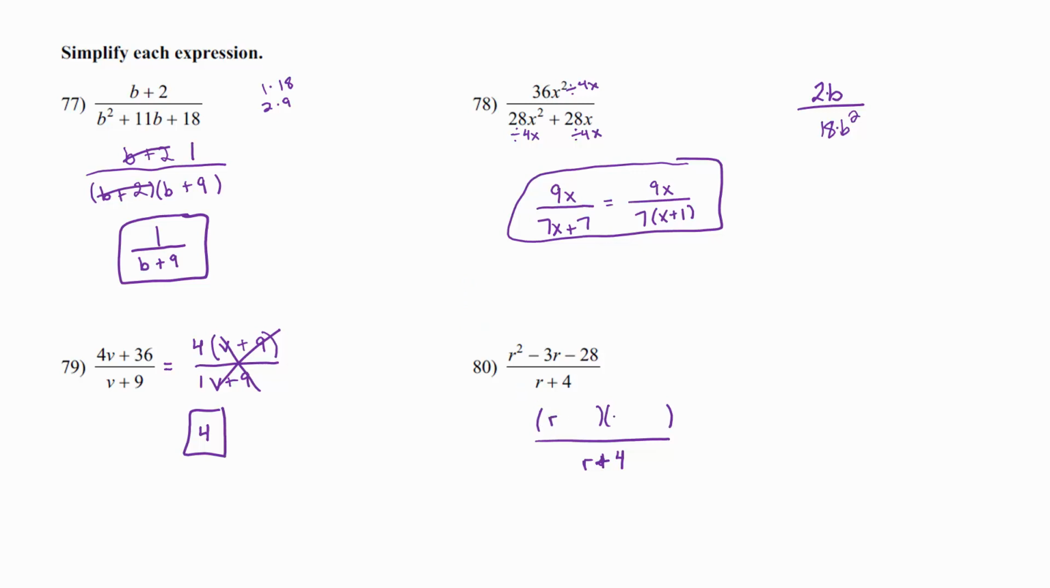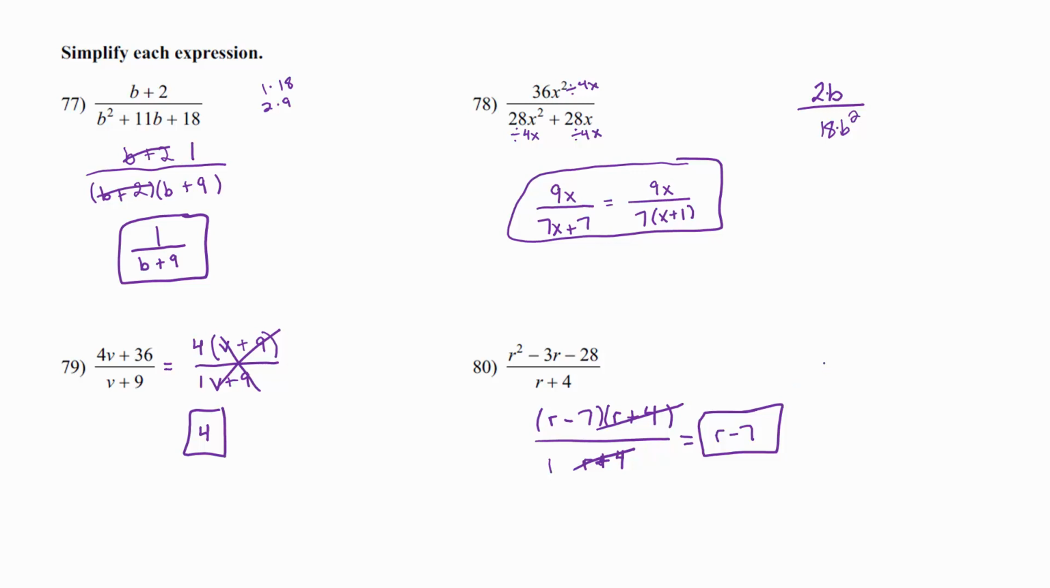It's the difference between, can I divide everything on top and bottom versus only being able to divide on top or bottom. So the difference between and or. So because we were able to do that, we have a v plus 9 in common that we can cancel, which leaves us with 4 over 1, which is just 4. And then 80 is similar to 77.